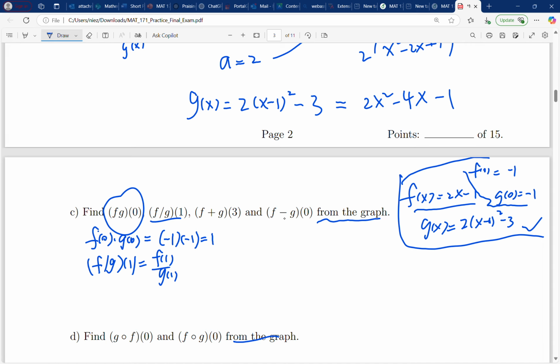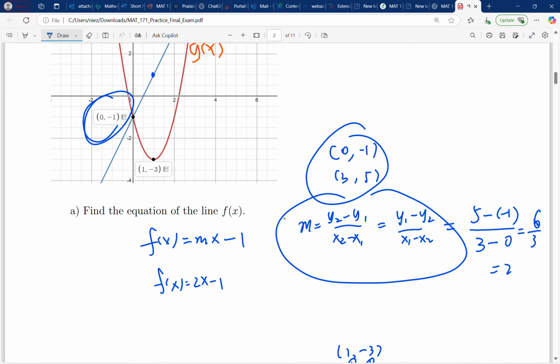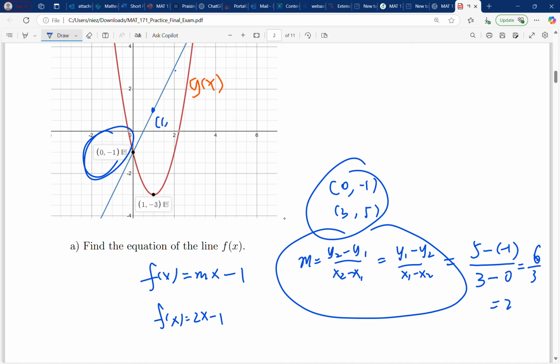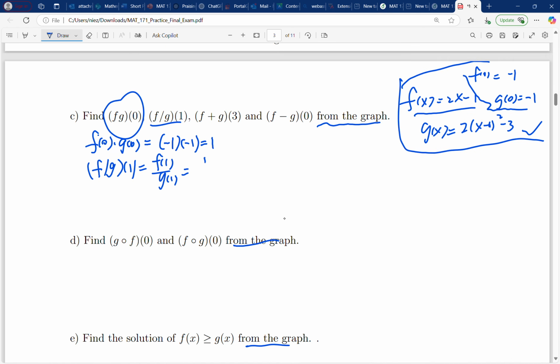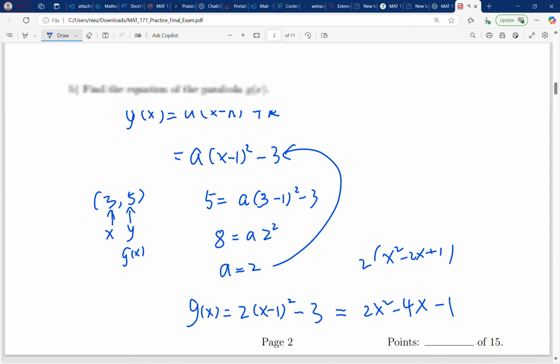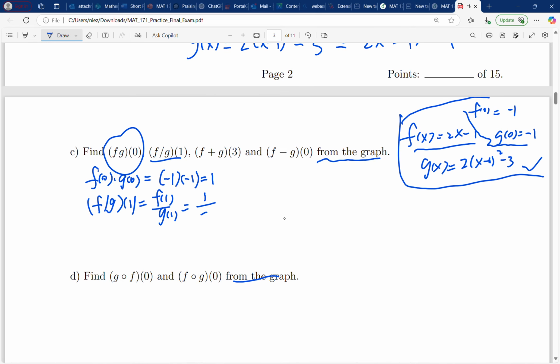To find f of 1, at this point (1, 1), the function value is 1. G of 1, use the graph again: g of 1 is -3. So f over g of 1 is -1/3.